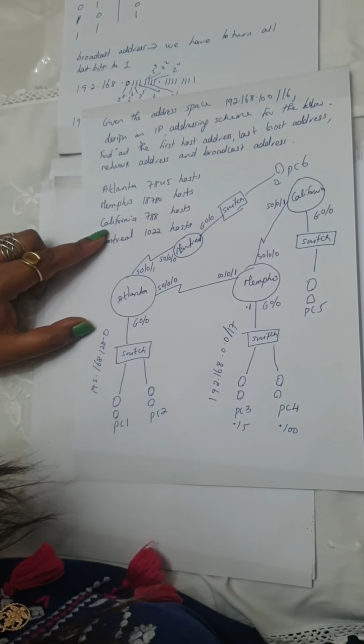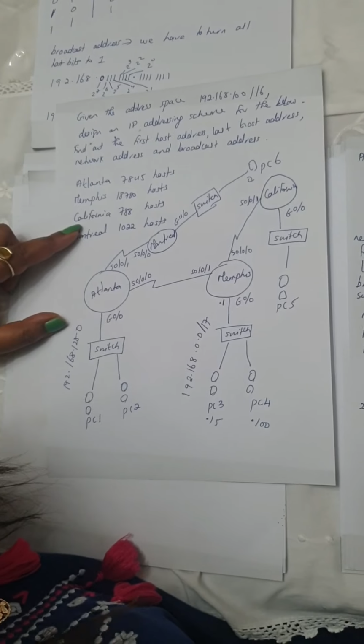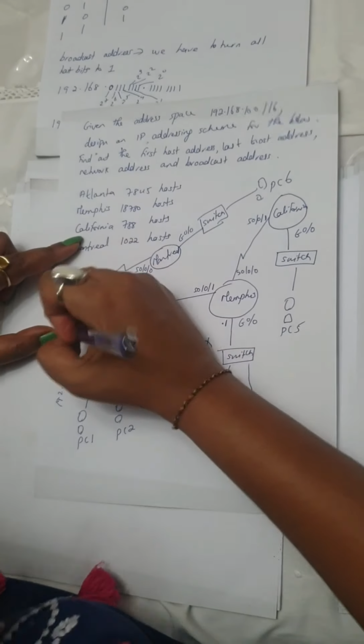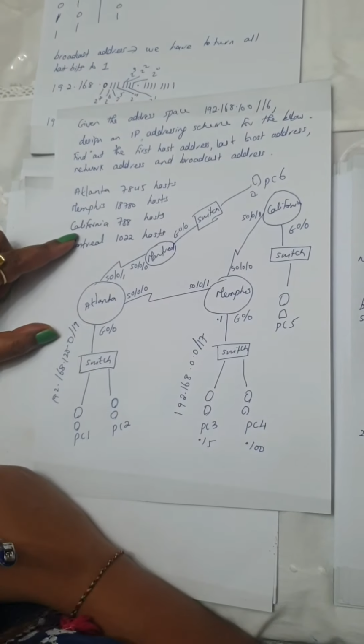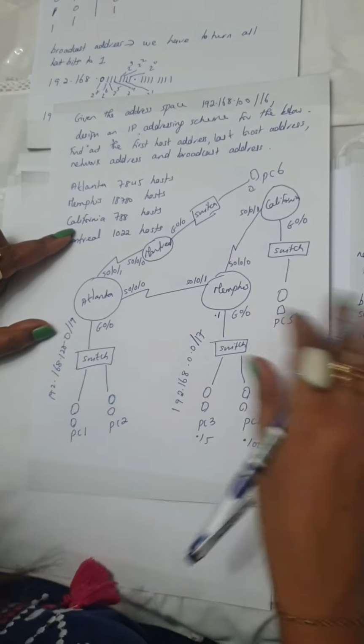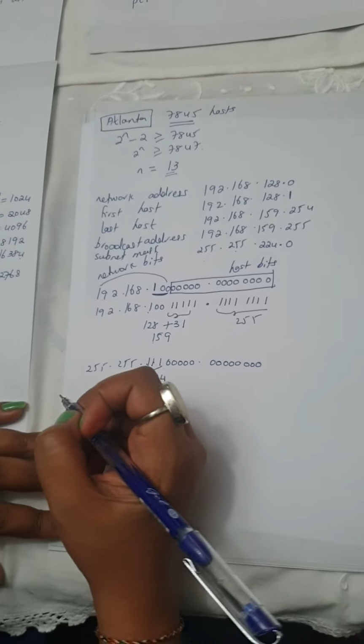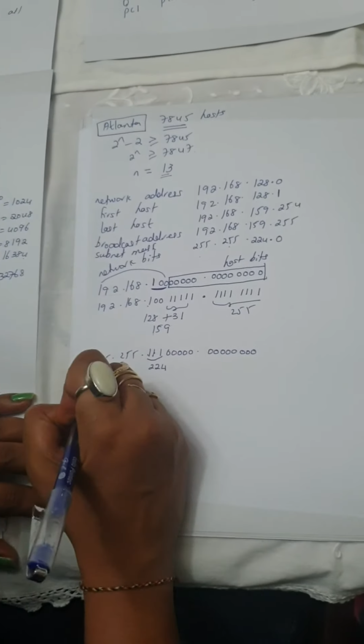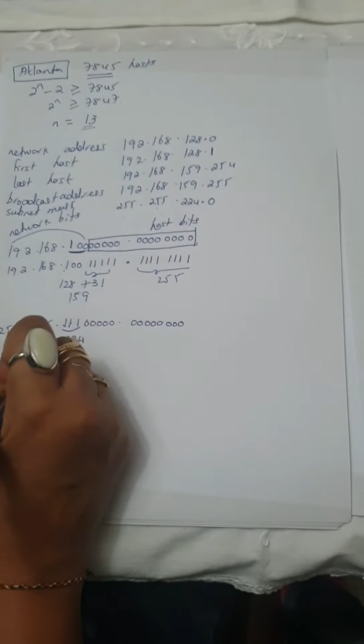So 8, 8, 16, 17, 18, 19. This is a /19. That's the network address. So now we have to do it for Montreal.